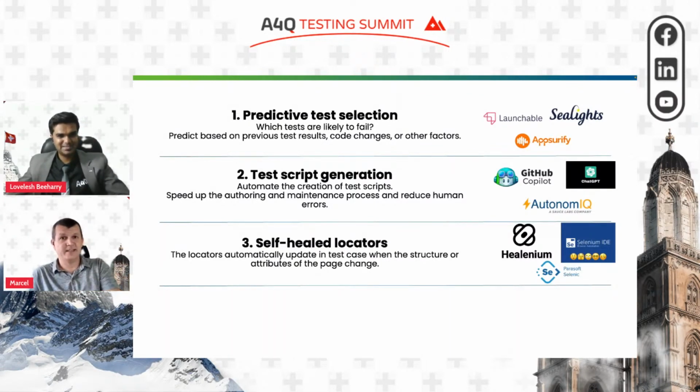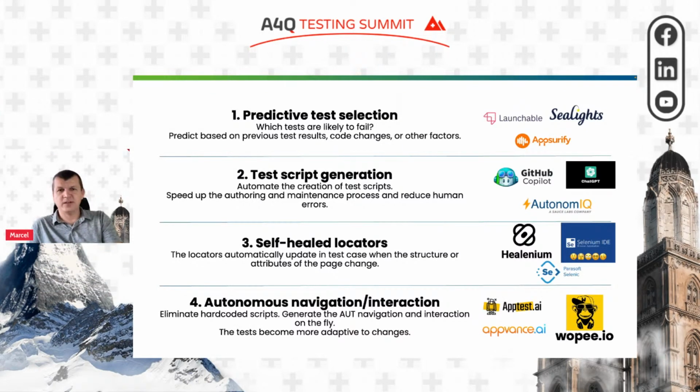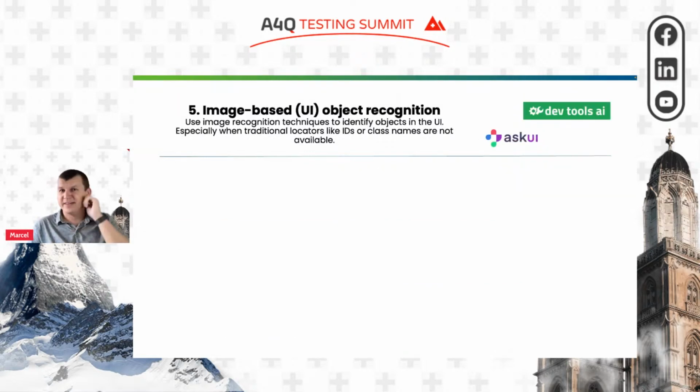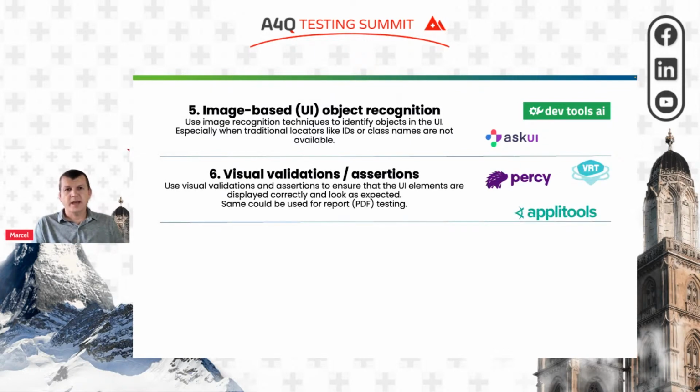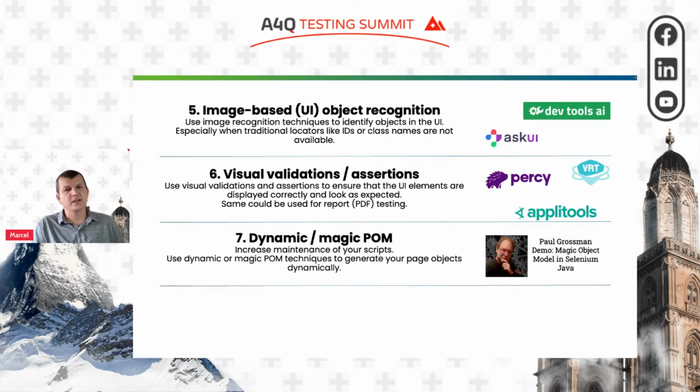So self-healing is the other idea, where you could easily generate the locators. Then, as I was talking about the bots and autonomous navigation, there are also a couple of tools which could be used for learning and inspiration. Then we have some more ideas like image-based recognition. So instead of using the locators, we could use images. Of course, the visual validation I was talking about for my example, there are a couple of tools you could play with. Even some of them are open source.